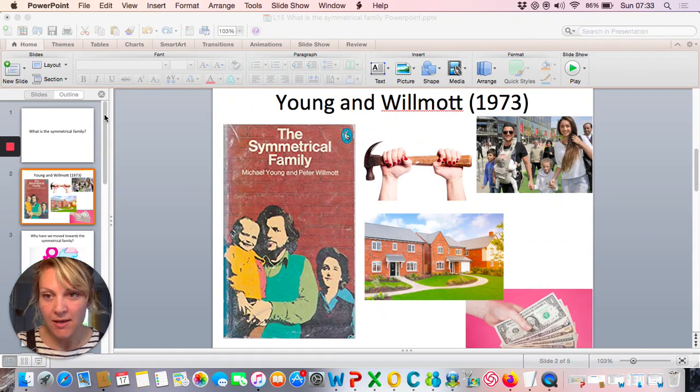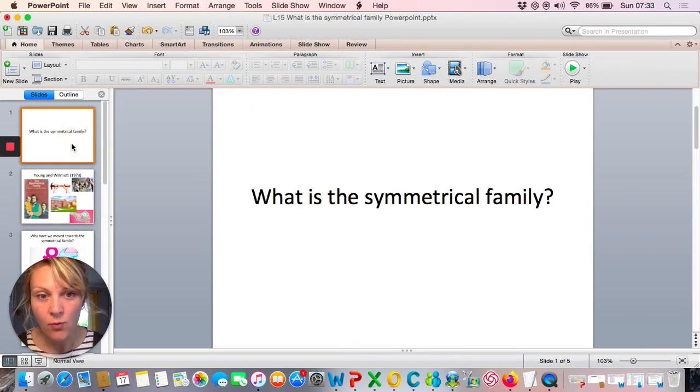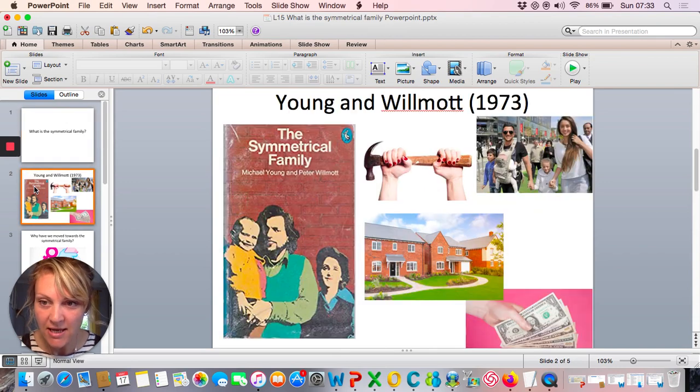We're really going to be investigating what is the symmetrical family. Hopefully by the end of this you'll have a detailed definition of it. You can have a guess of what we're going to be talking about today, because you probably understand what the definition of symmetrical is. You would be right in thinking that this relates to more equality within the family, so a greater sharing of the roles within the household between males and females.